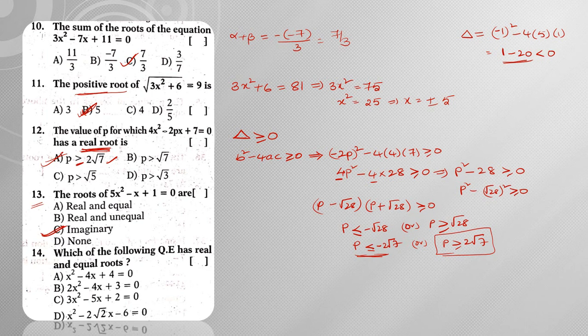Next, which of the following quadratic equations has real and equal roots? Real and equal roots means delta should be equal to 0. That means b square minus 4ac should be equal to 0, or simply b square is equal to 4 times ac. Now verify the options. b square is 16 for the first one, and for 4ac, 4 into 1 into 4. So clearly the first option satisfies the given condition, so option 1 will be my answer, right?